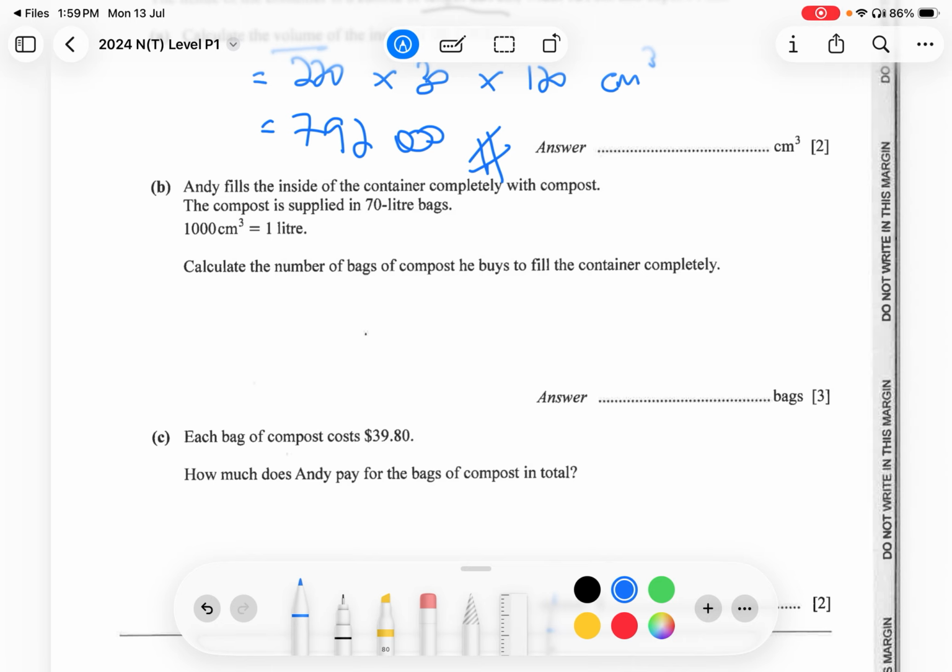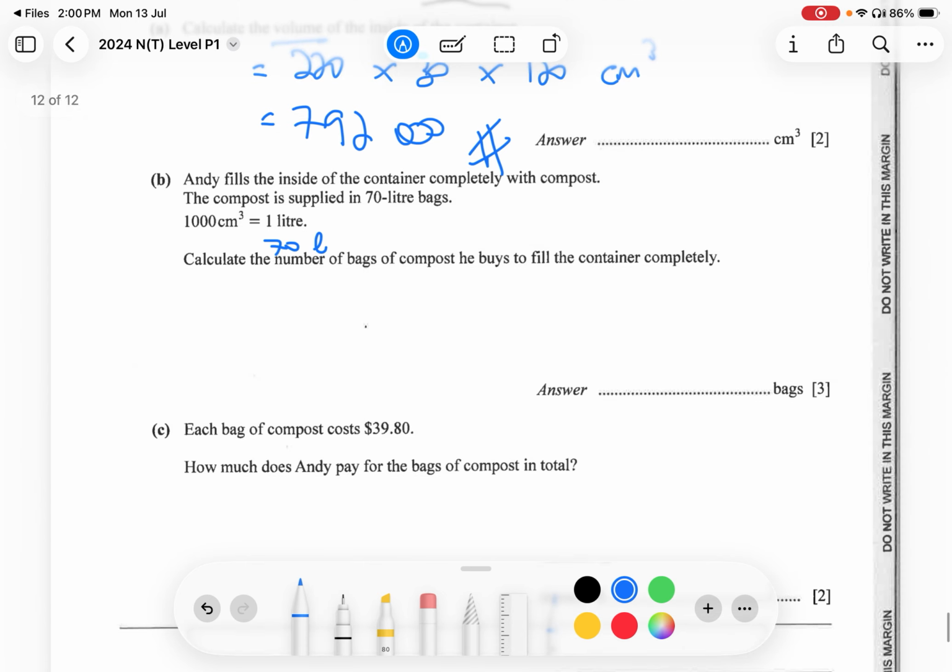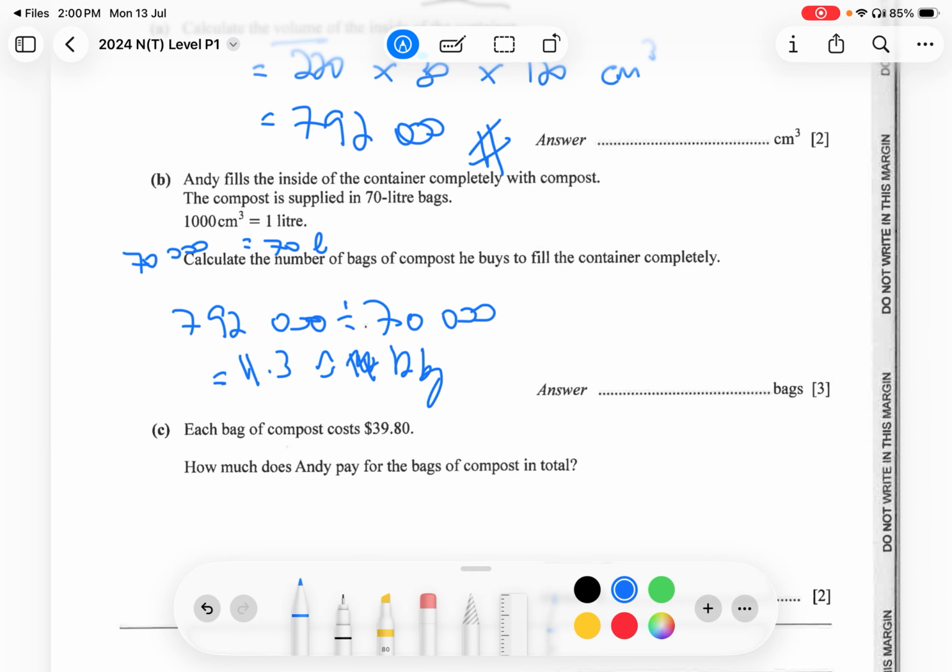Device to fill up completely, 70 liter. So if this is the case, 70 liter will be 70,000 cm3. So 792,000 divided by 70,000 equals to 11.3. 12 bags. You need 12 bags to fill the pond completely.